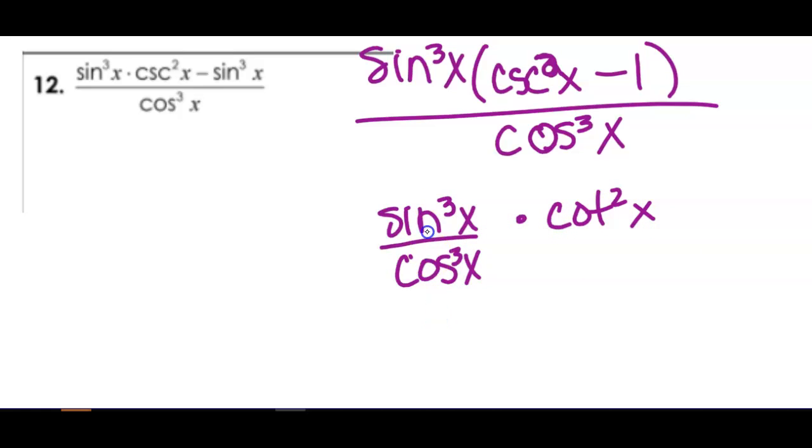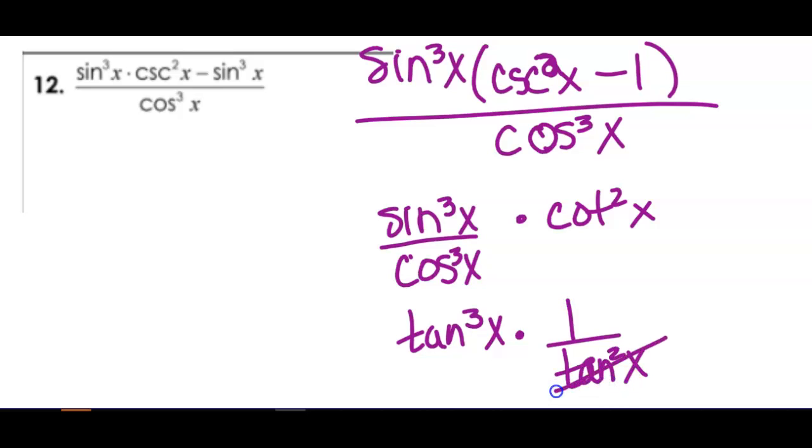Okay, so this would be a tangent cubed. Cotangent is the reciprocal. It's 1 over tangent, but it's only squared. So this would divide out 2 of those, and you'd have a tangent. Okay. I just wanted to show you the factoring part. I'm not going to ask you one that complicated.